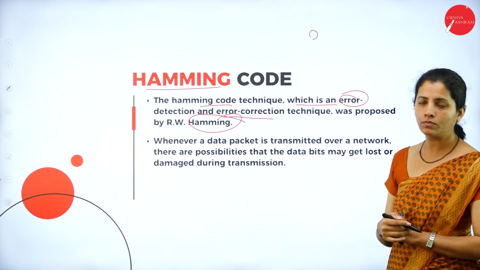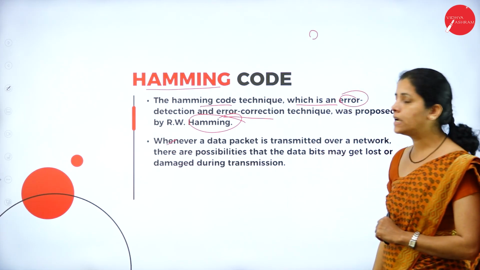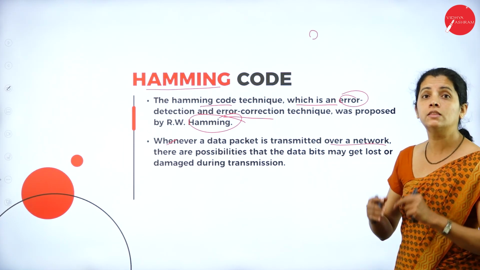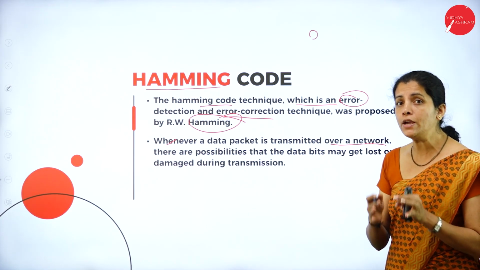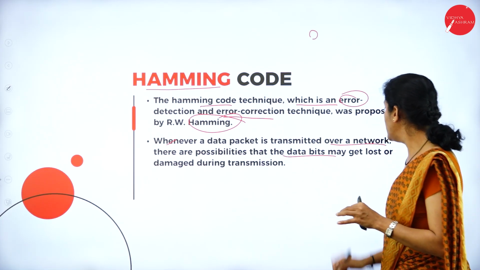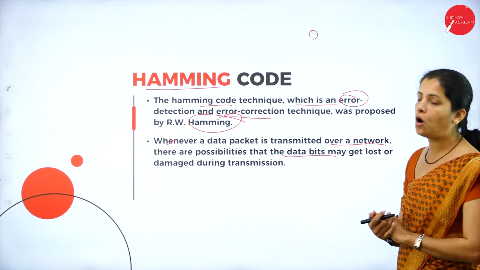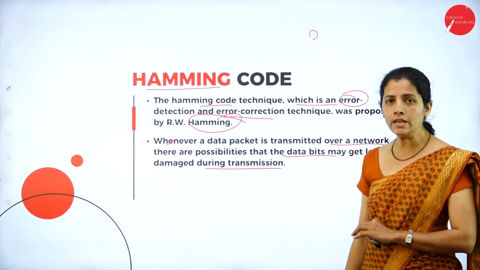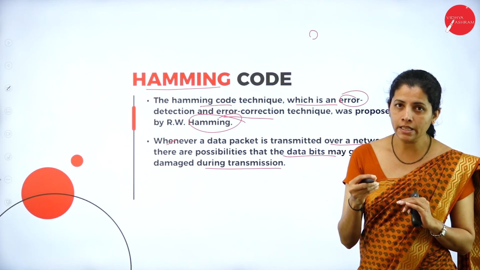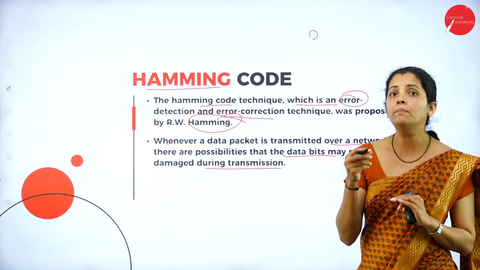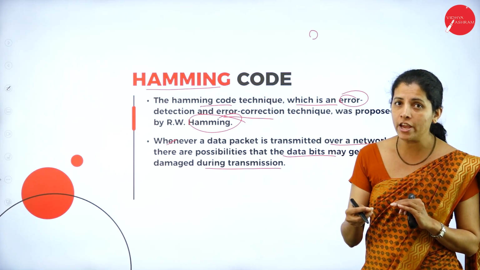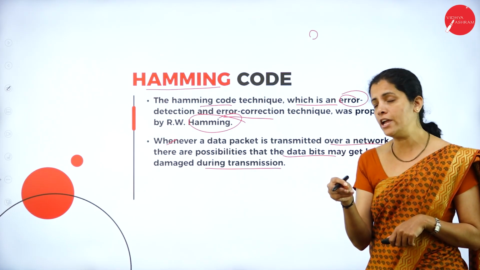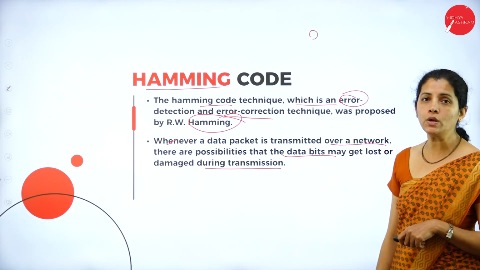So whenever a data packet is transmitted over a network, there is a possibility that data bits may get lost or damaged during the transmission. So what is the meaning? While transmitting, the data bit may be corrupted or damaged. To identify which bit is damaged, we are going to use Hamming code.